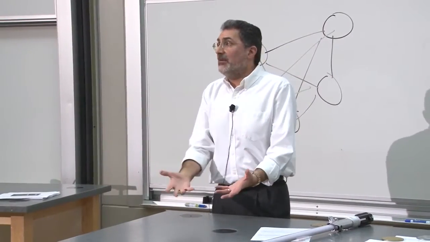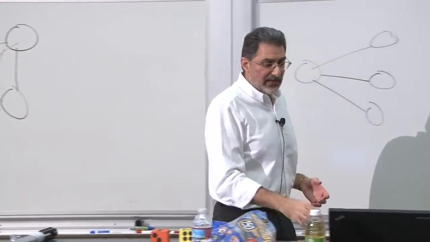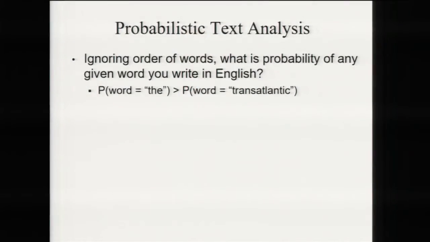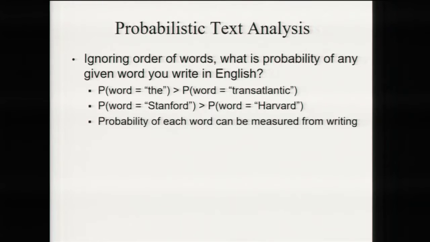It depends on how many words are actually in the barrel and how many times that particular word is used in language. So a simple example would be the word the is much more commonly used in writing than the word transatlantic. So we'd expect the probability of the word the to be higher. Here we'd like to think the probability of the word Stanford is higher than the probability of the word Harvard. There's nothing wrong with that. Okay? So we can measure the probability of each word from someone's writing.